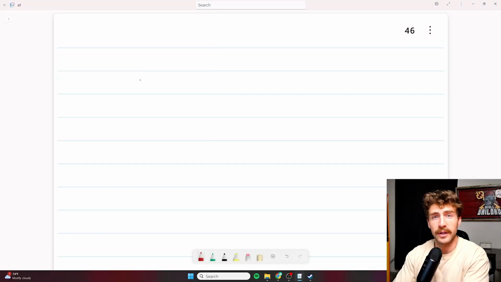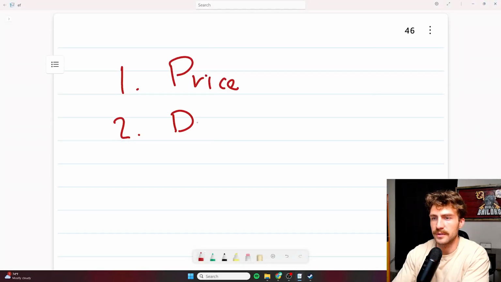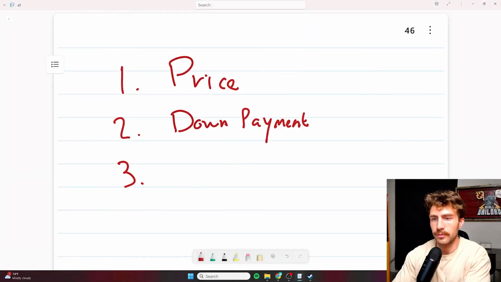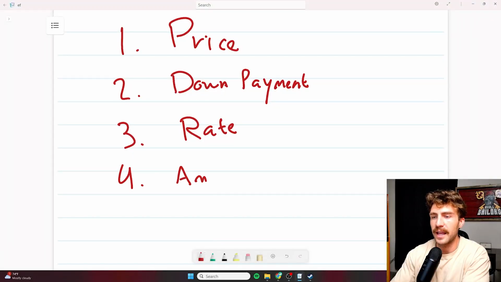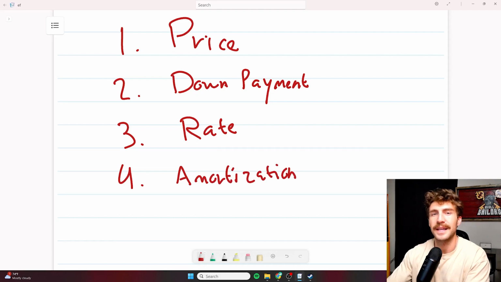When you buy a house, there are 5 main factors. One is price, but the average person thinks price is all that matters. Well, number 2 is your down payment. Okay, some people look at down payment. Number 3 is the rate, the interest rate. Okay, I guess some people care about the interest rate too. Number 4 is amortization. It's the length of a loan. How long are you paying off that debt over?